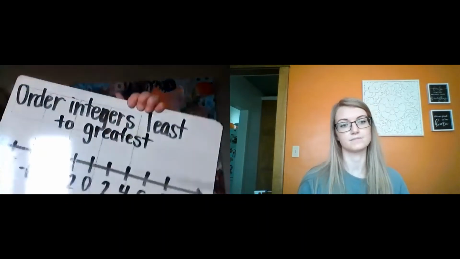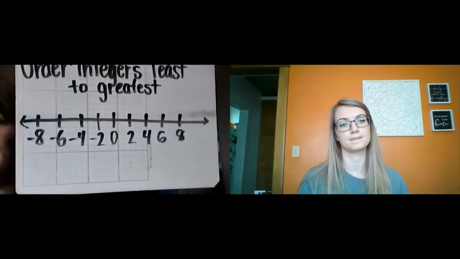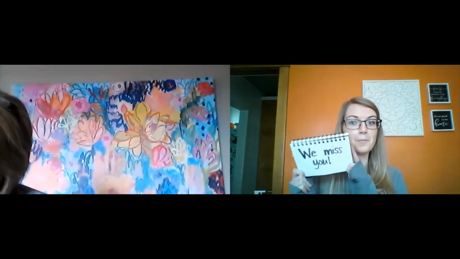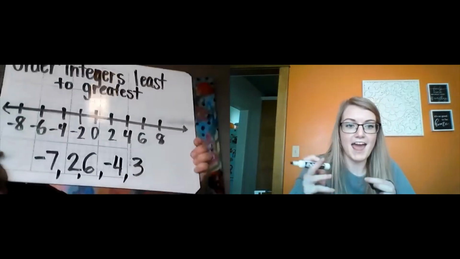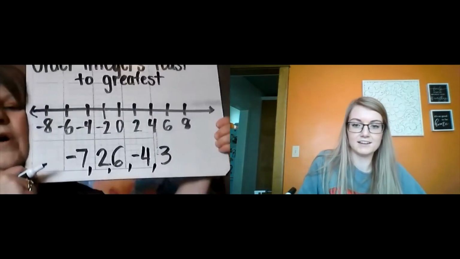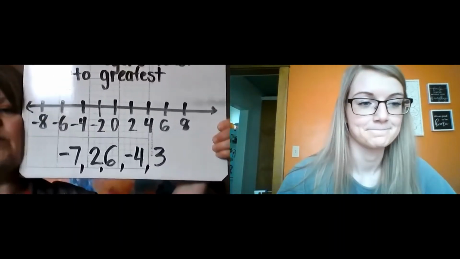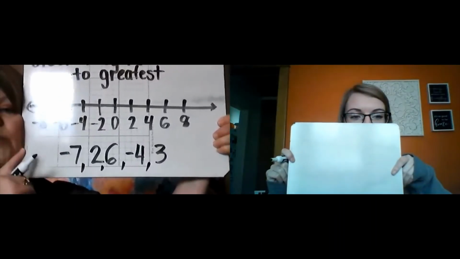So I'm going to show you that by doing it on our number line again. All right. So my numbers are, I better write them in here. We're gonna compare -7, 2, 6, -4, and 3. Mrs. Zimmerman, will you put your board up, and as we figure out our answers, you can record them? Absolutely. Okay, so ready. I don't want you to write anything yet, Mrs. Zimmerman. We have to graph our points first.